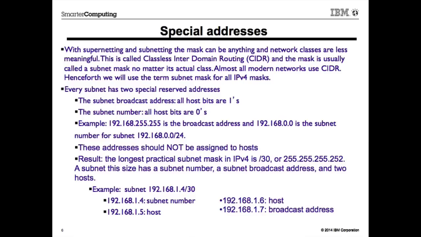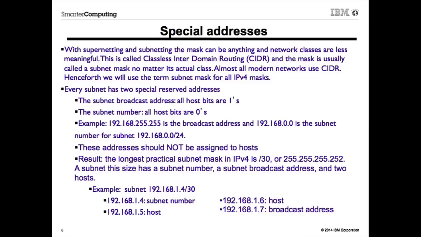Everything is a subnet mask. And that's how modern networks are implemented. Almost everybody uses CIDR. CIDR just means that the subnet can be any arbitrary length that the network administrator sets it to be. Usually you have one subnet per LAN segment, and then you can group together multiple ones into a network. Now, within a subnet, there are 2 special reserved addresses.